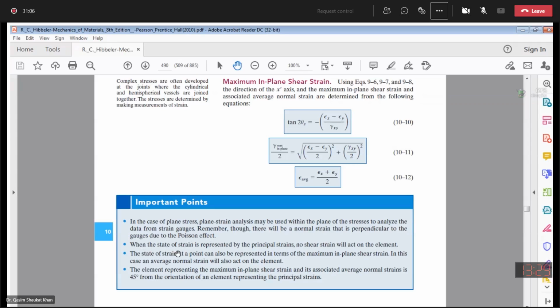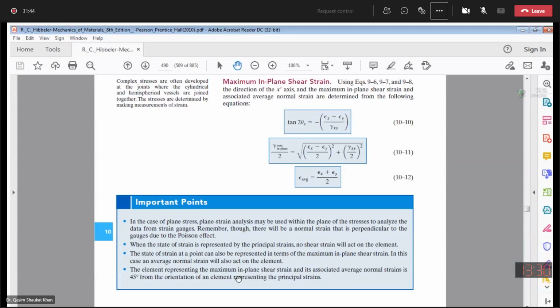The state of the strain at a point can also be represented in terms of the maximum in-plane shear strain. In that case, an average normal strain will also act on the element. So over the shear planes, you will have the maximum in-plane shear strain and the associated average normal strain. Then we have said the element representing the maximum in-plane shear strain and its associated average normal strain is 45 degrees from the orientation of an element representing the principal strain.